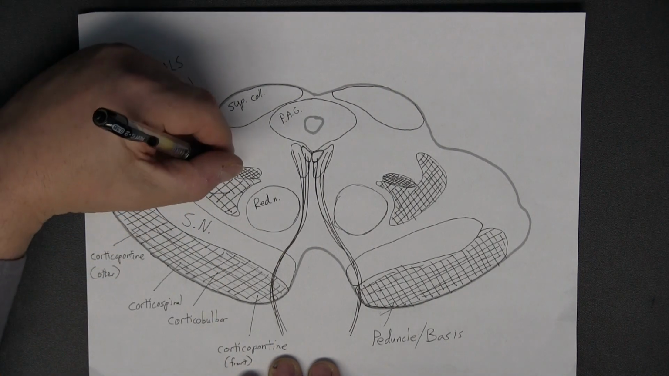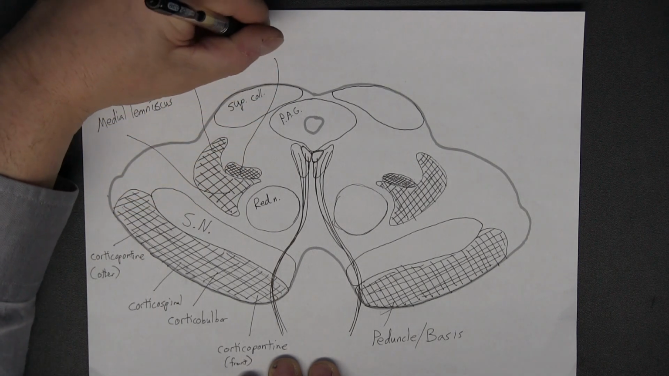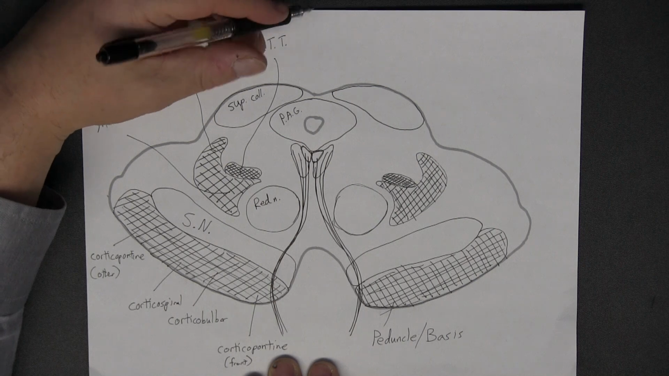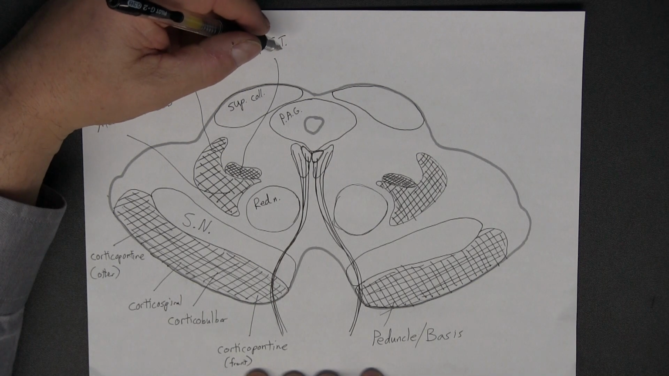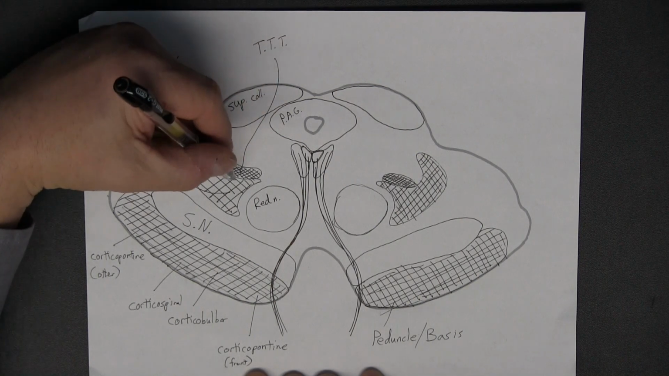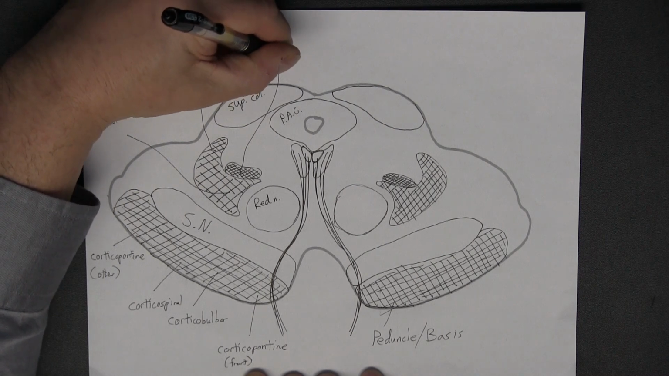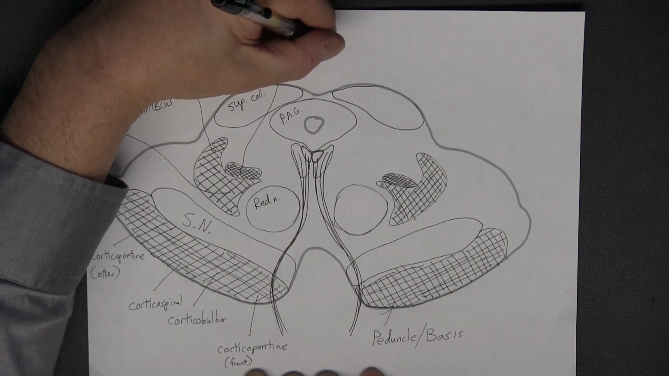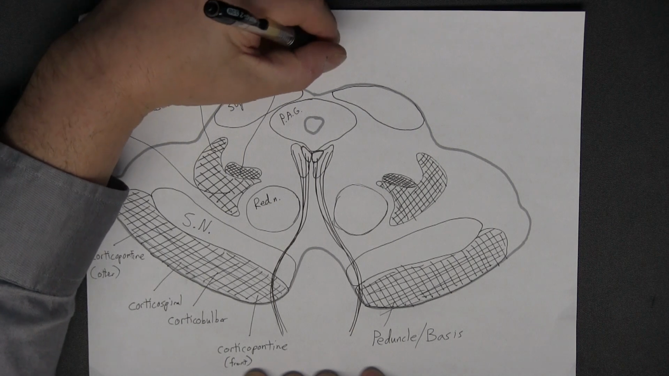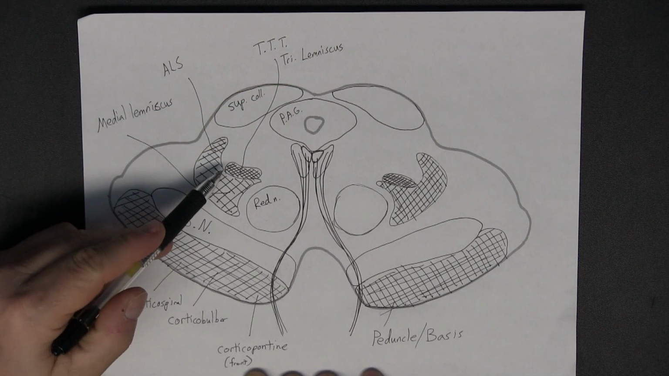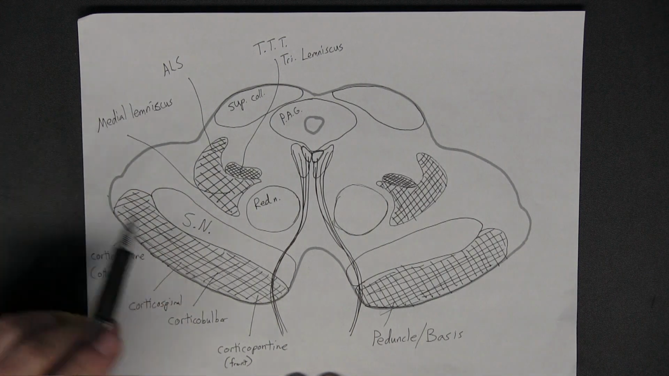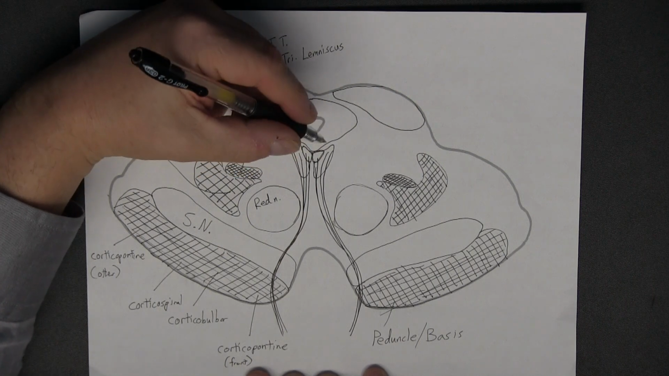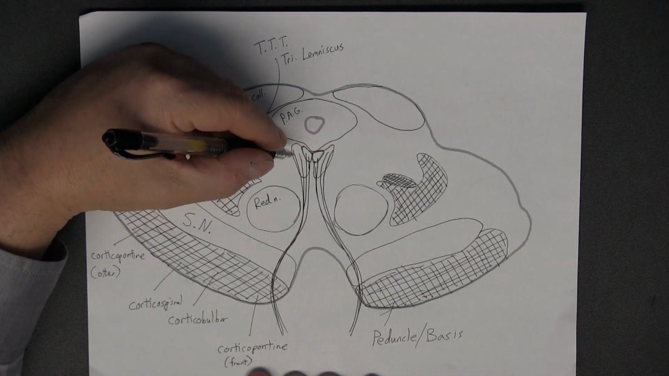Here, in close contact with them, we now have our trigeminothalamic tract, and that's going to be carrying pain and temperature sensations from the contralateral face, and running with it we have our trigeminal lemniscus, carrying fine touch and vibration sensations from the contralateral face. So we've got all these structures hanging out here.